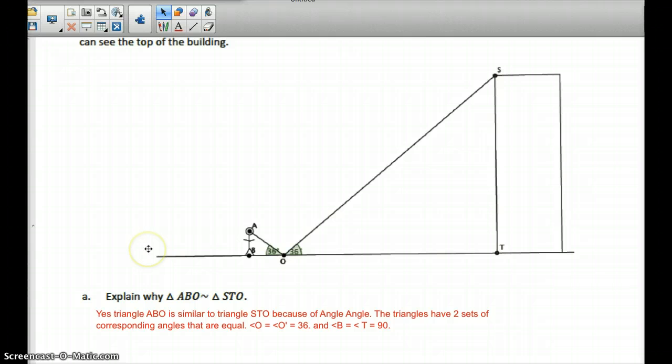Okay, so we just proved that these two triangles are similar because they have two sets of angles that are corresponding, therefore they're equal. So we had the two that are 36, and we had another set, the two that were 90. Okay, then moving right along to part B.